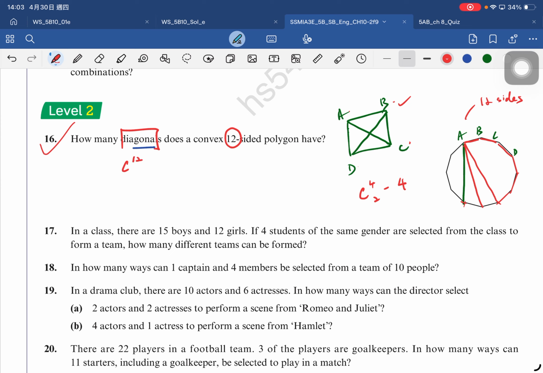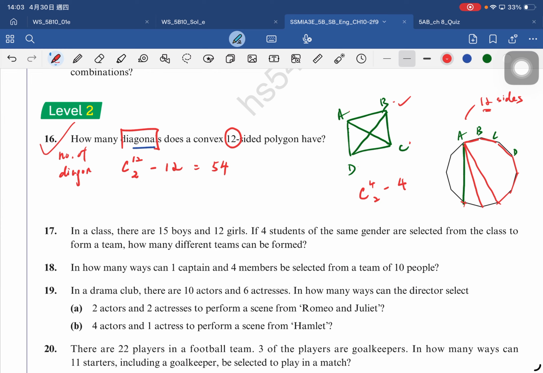Out of 12 vertices, there are 12 vertices because there are 12 sides. You select any 2 vertices. That is the same as the question about forming triangles, where you select any 3 vertices. Yes, I told you in the previous lesson. But please remember, this selection also includes the 12 sides, so subtract 12 so that you can find out the number of diagonals. 54.